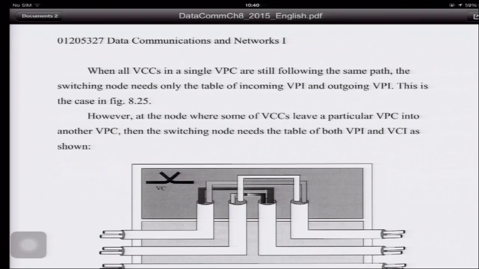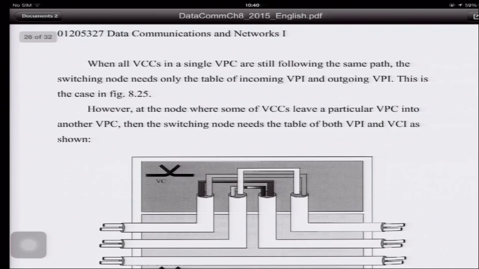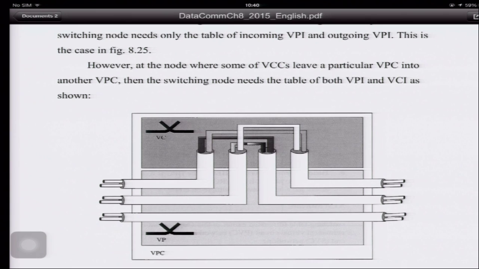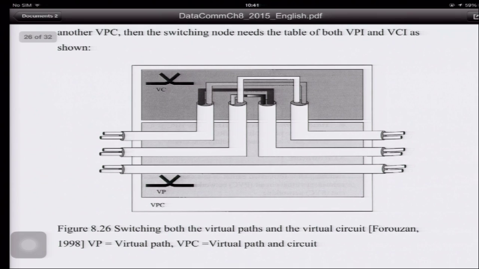This is the same as what I just showed you here, in the switching table. But if someone leaves the bus at that node, or gets on the bus at that node, then you have to switch both the VCC and VPC. So you also have to have a switching table for both VPI and VCI. In the layer of VP, you switch like that. And for example, you get out of bus number 1 and have to take bus number 5 at that bus stop. Then you have to go to another bus.